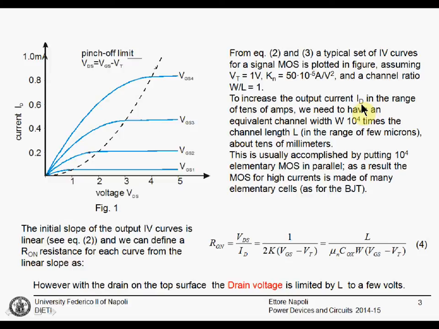If we want to increase the output current and we want amps or tens of amps, the channel width must be 10 to the 4 times larger. This is done actually also in high power devices simply by putting many elementary MOS in parallel. This means that the MOSFETs for high currents are usually composed of many elementary cells connected together on the silicon chip. And this is similar to the bipolar junction transistor that we have seen before.